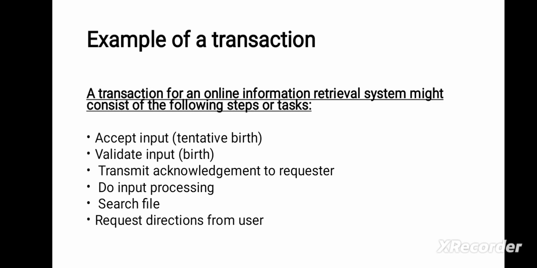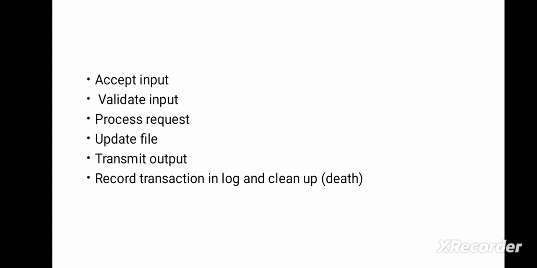For example, an online information retrieval system consists of certain transactions like accepting input, validating that input, and afterwards doing certain input processing like searching, requesting particular directories from the user, accepting input, processing the request, updating many things, etc.